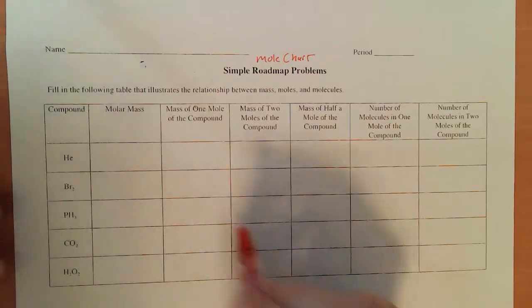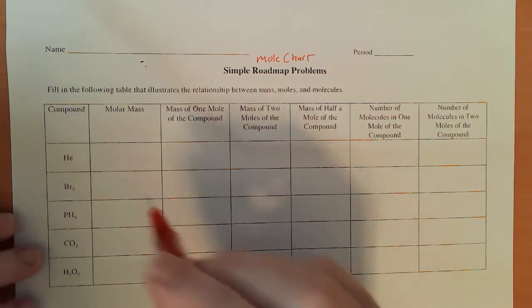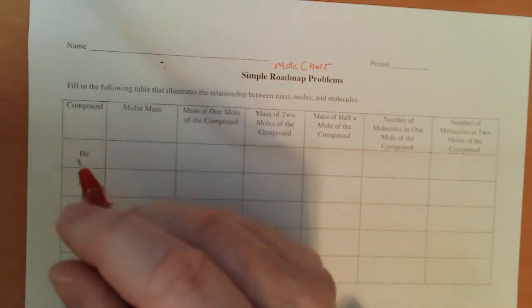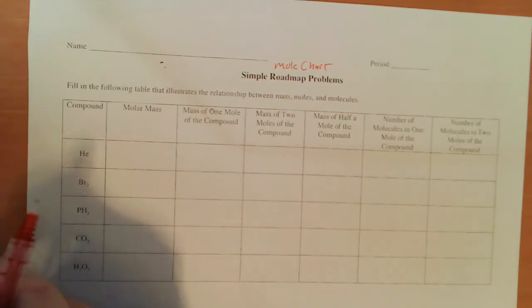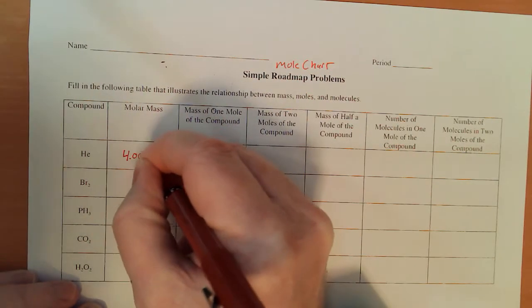Okay, so this is very similar to what we did in the lecture outline. It's a pretty straightforward application of the idea of molar mass. So we're going to start off with helium. When I look at helium on my periodic table, I'm using one that looks like this here. Helium is 4.00, and that is grams per mole.